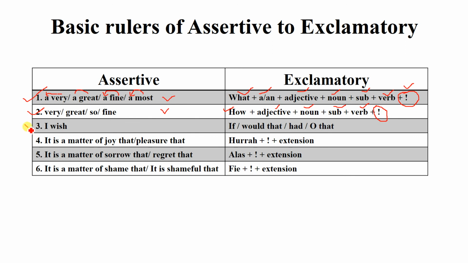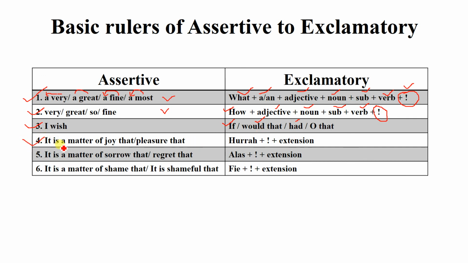And if any statement contains I wish, then instead of I wish, you have to use if, or would that, or that, or had. You have to keep in mind that there is a little bit of difference between had, would that and if. I will discuss it elaborately when I show you some exercises or examples. Then I will clarify when you should use would that or when you should use had. So till then, you have to watch my video very attentively.